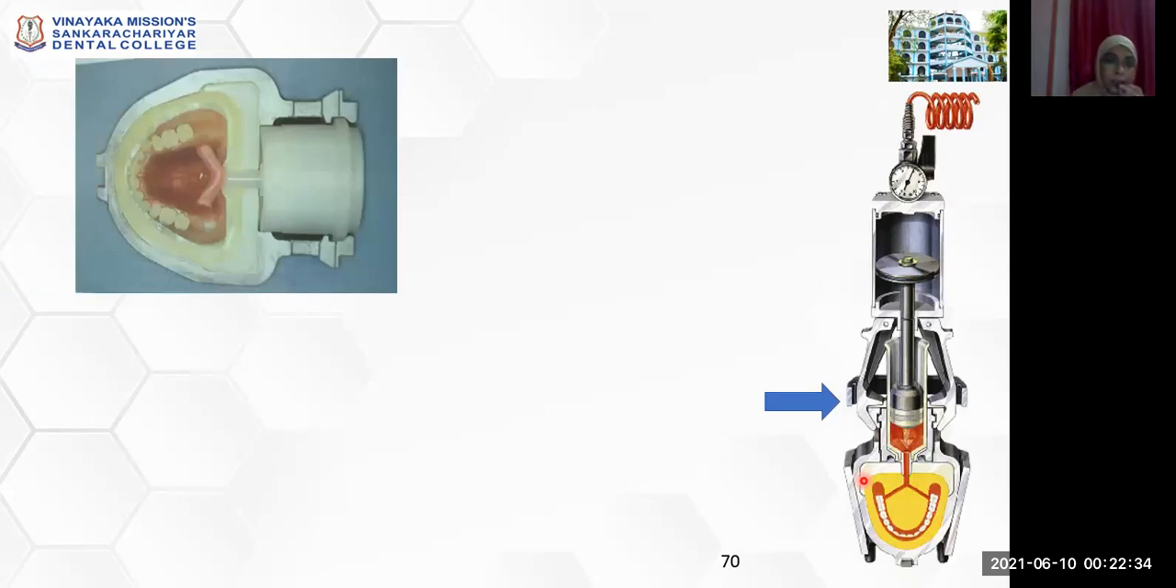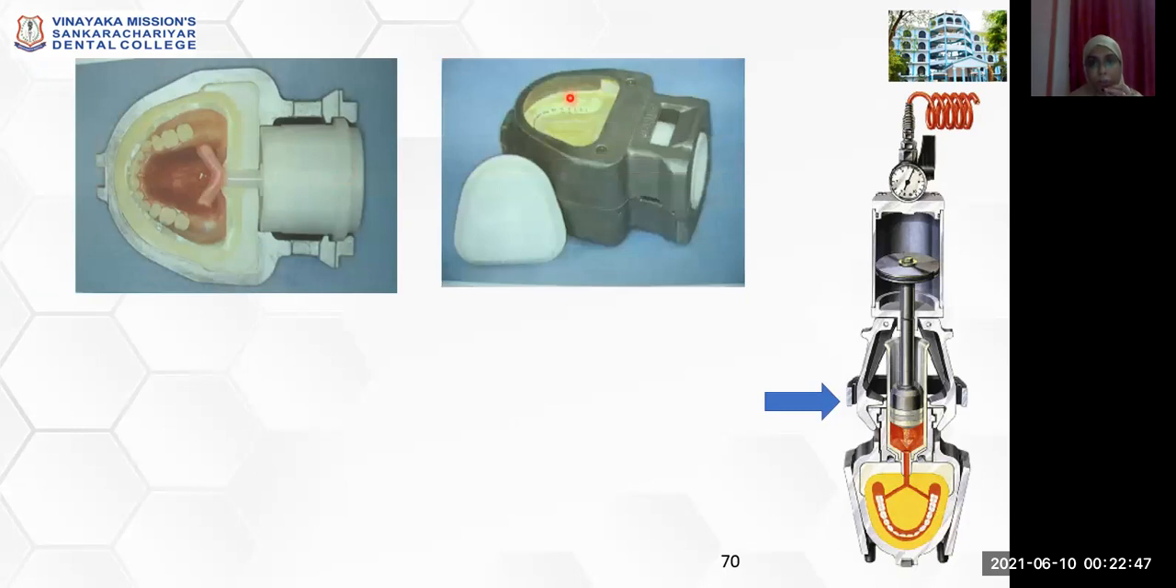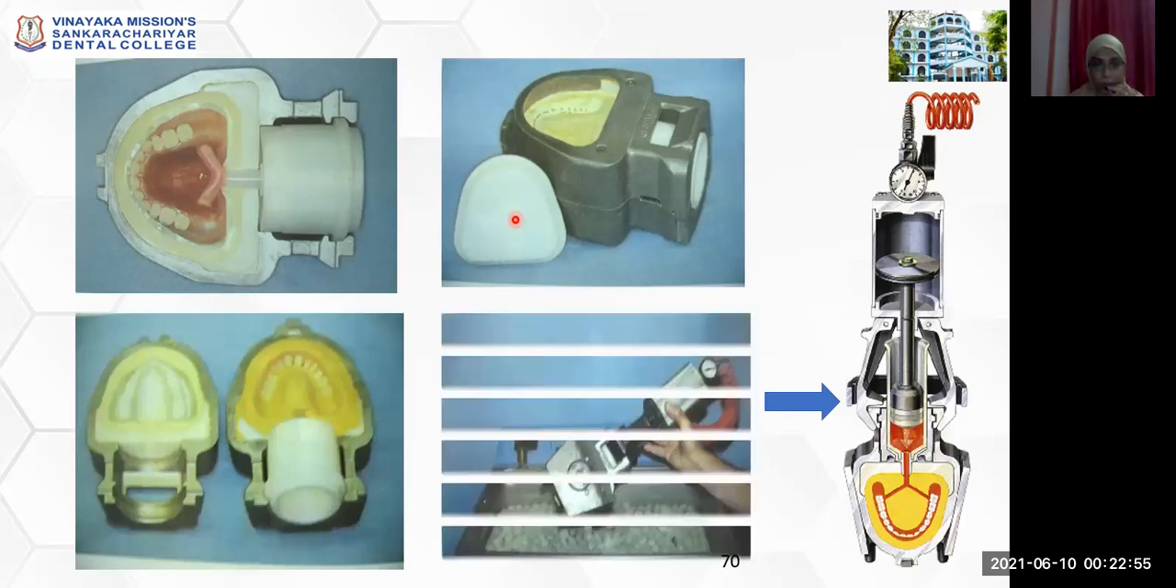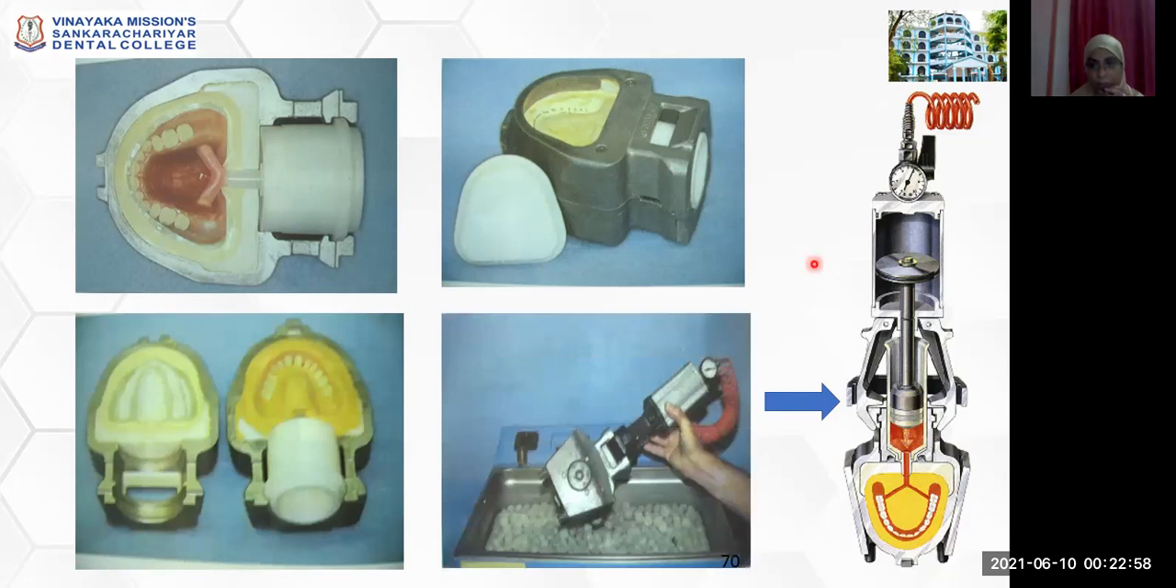You can see the waxed up denture placed inside this flask, and there are sprues attached to it. Then you counter pour it, filling it with POP. You have dewaxed it and created the mold space, and then you close it. This is how it is. Through these sprues the injected material will flow into the mold space.